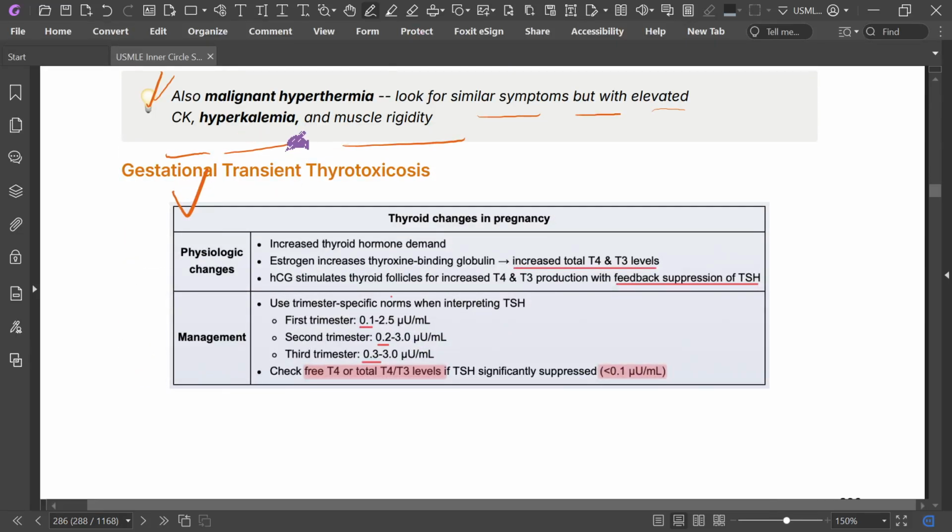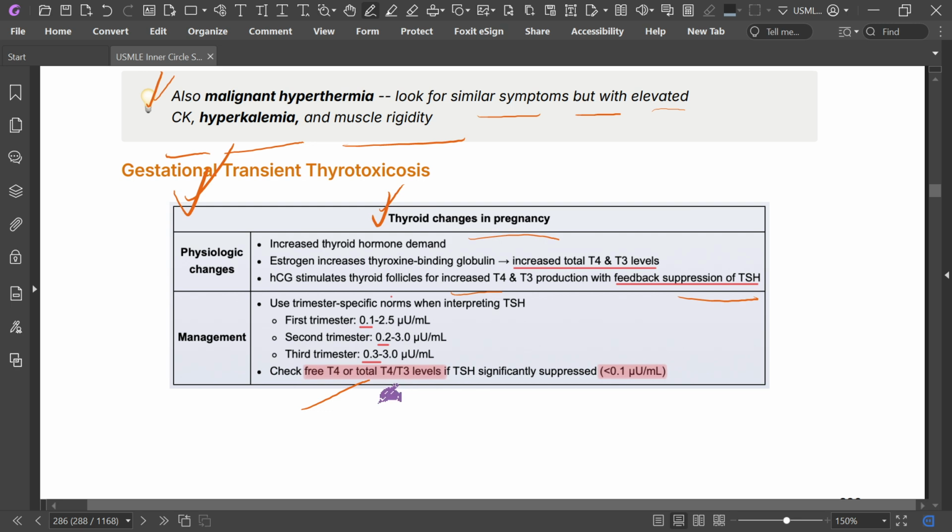Gestational transient thyrotoxicosis. Thyroid changes in pregnancy increase thyroid hormone demand. Estrogen increases TBG, which increases total T3 and T4, and HCG stimulates the thyroid follicles for increased T3 and T4 production with feedback suppression of the TSH. TSH norms: first trimester 0.1 to 2.5, second trimester 0.2 to 3, and third trimester 0.3 to 3.